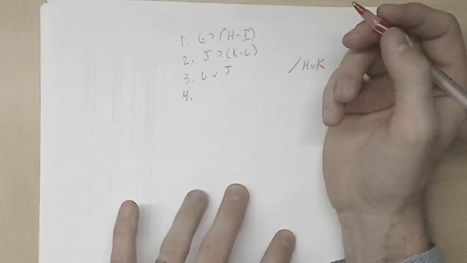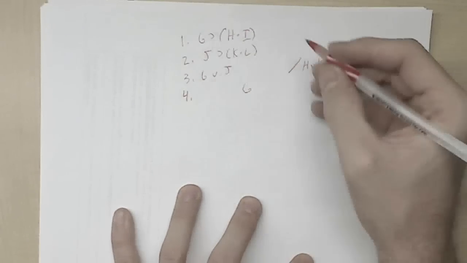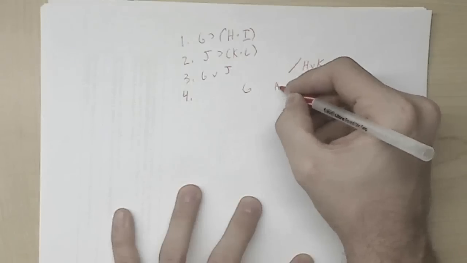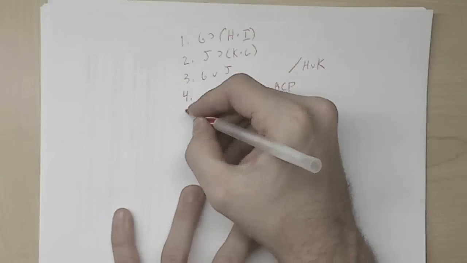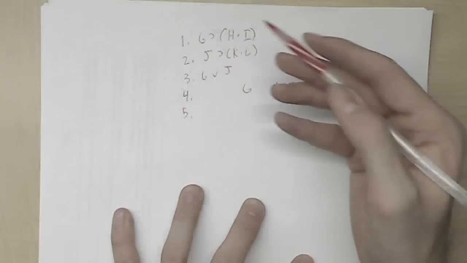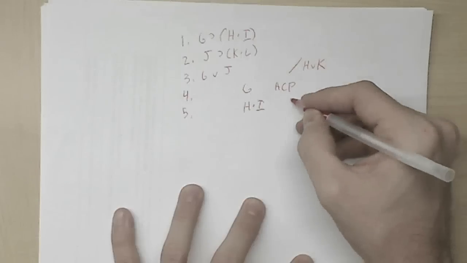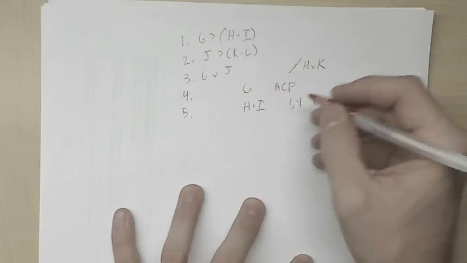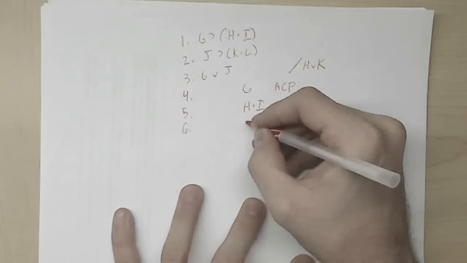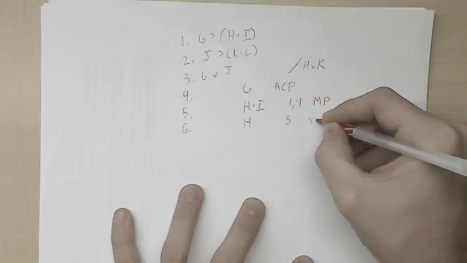So line 4, and I'm going to use a proof sequence. I'm going to assume G. So this is my ACP, and again, that stands for the assumption for the conditional proof. Once I've assumed this, obviously I can get H and I, right? That's line 1 and 4, modus ponens. Once I've done that, I can simplify. So that's going to be line H, so that's going to be line 5, simplification.